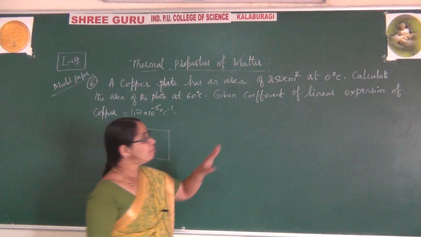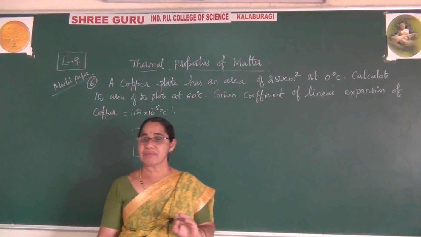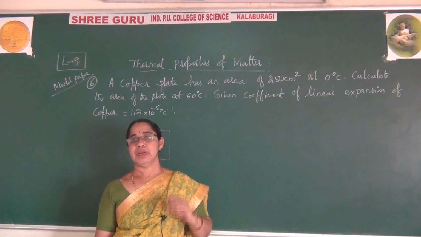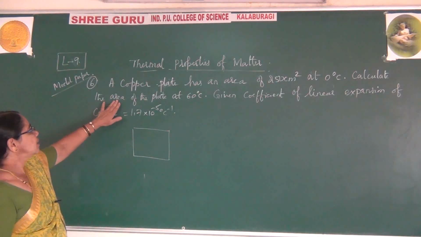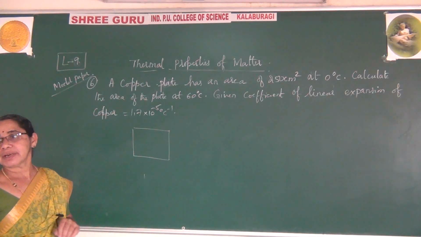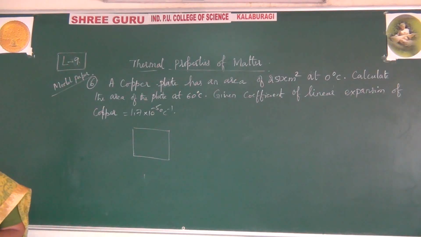They have given alpha here. So using alpha you have to calculate beta, the coefficient of superficial expansion. Right? So let me tell you how to calculate this problem. Now in this, please observe, they are asking to calculate the new area. Right? So first let me write the values, whatever is given here.